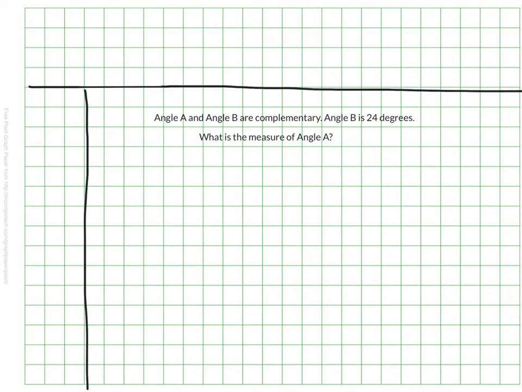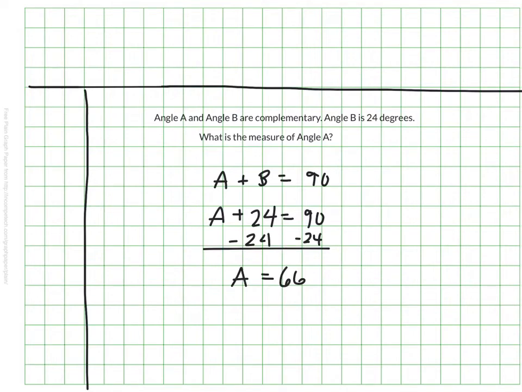And even if we don't have a visual in front of us, we can still find the missing angle if we know that two angles are complementary. So we know angle A and B are complementary, and angle B is 24 degrees. What is the measure of angle A? Since they are complementary, angle A plus angle B must equal 90 degrees. We don't know A, but we know that B is 24 degrees, so we fill in what we know and solve for our missing value. By doing that, we find out that the measure of angle A is 66 degrees.